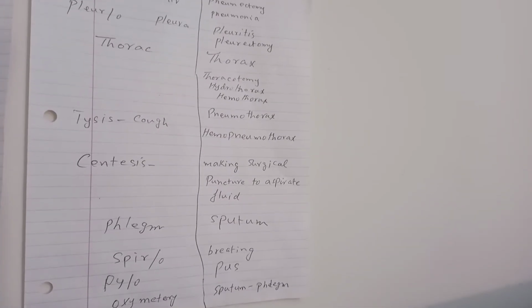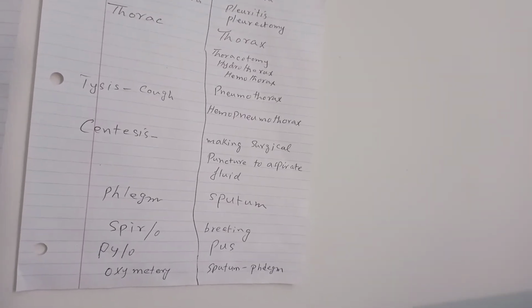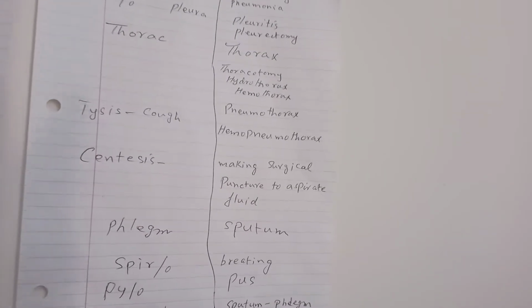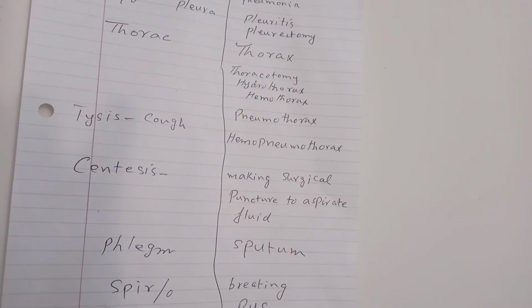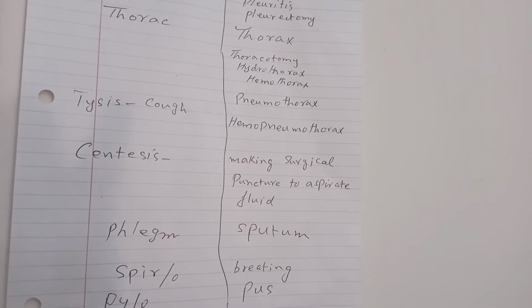The next word is thorax. Thorax is a Greek word. In English, we call it thorax or chest. I told you, medical words are always made from the word root, never from the English meaning. Thoracotomy. Thoracotomy means cutting into the chest. We enter into the chest.